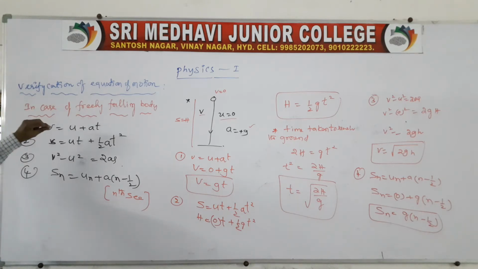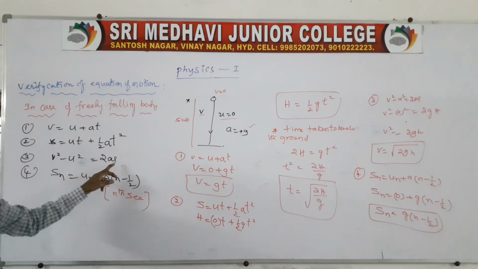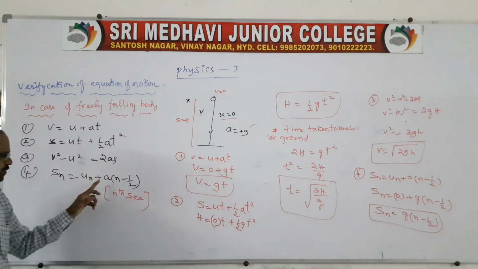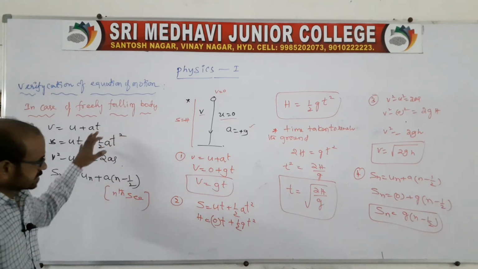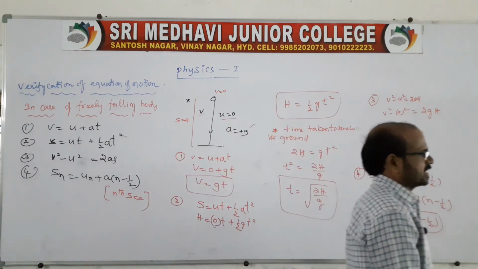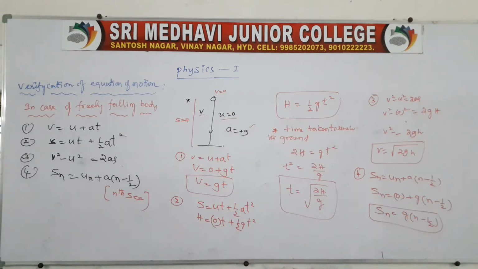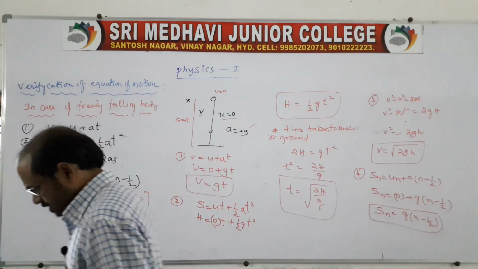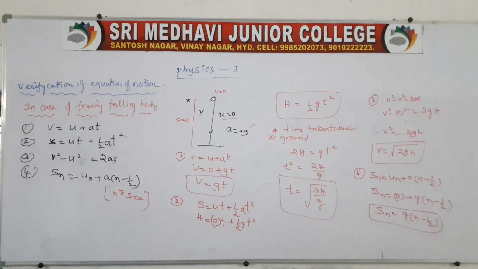For a freely falling body, therefore, there are 4 equations, that is v is equal to u plus at, s is equal to ut plus half at square, v square minus u square is equal to 2as, Sn is equal to un plus a into n minus 1 by 2. This is the verification in case of a freely falling body. Right? You go through this. Okay.